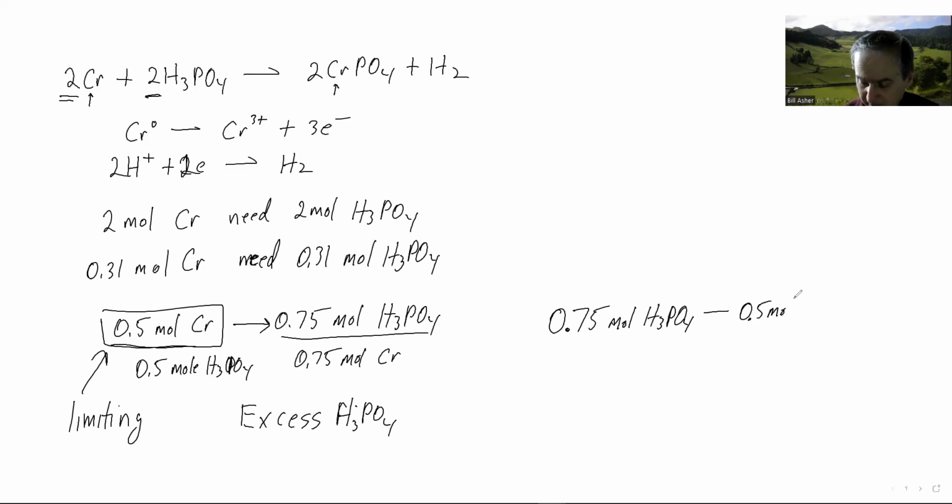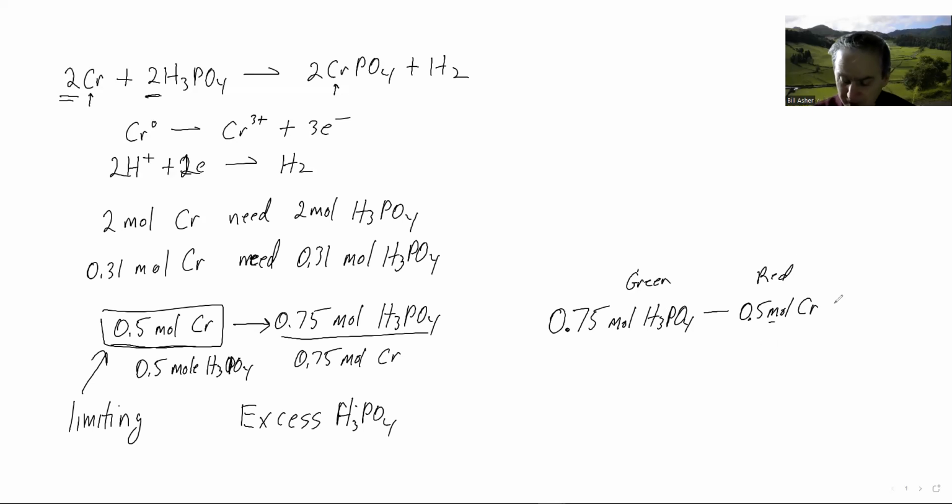And I can subtract off the 0.5 moles of chromium. But now here's where there's a hidden thing in here, that there's a conversion factor between moles of chromium and moles of H3PO4, right? These really don't have the same units. It's as though I'm trying to subtract a green apple from a red apple, right? And the two aren't the same.